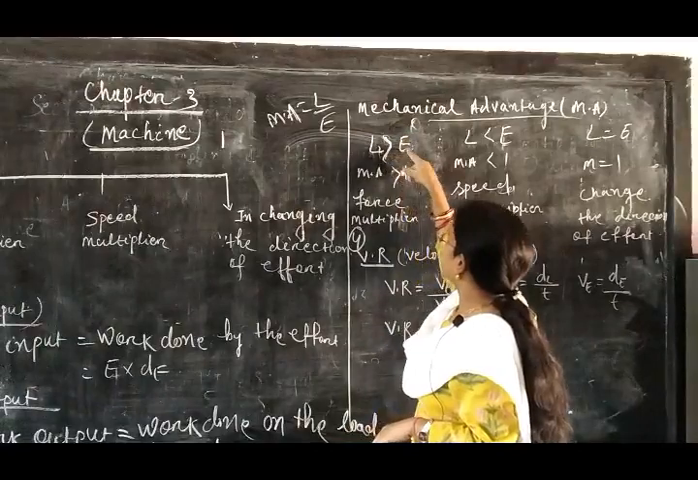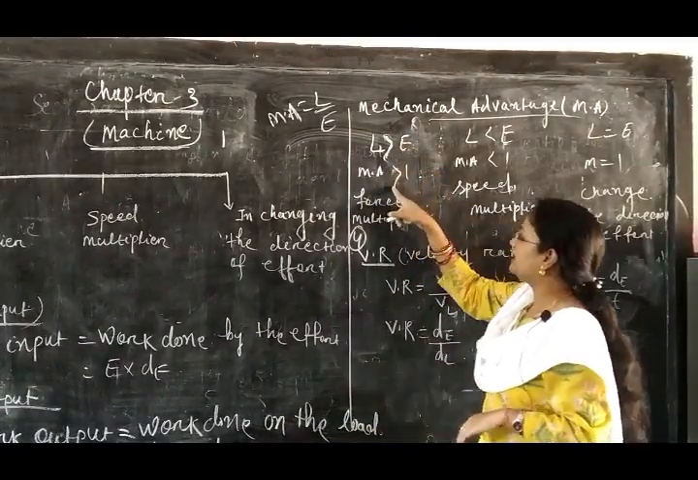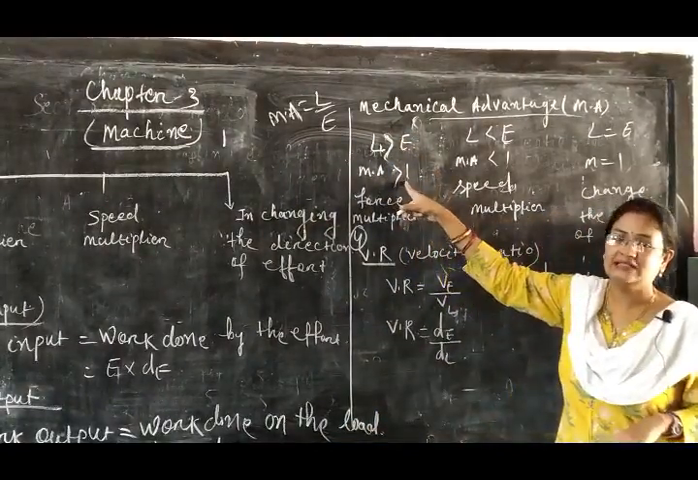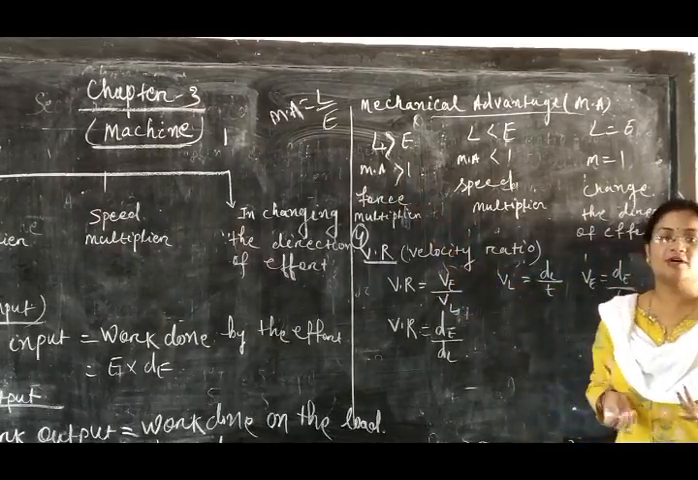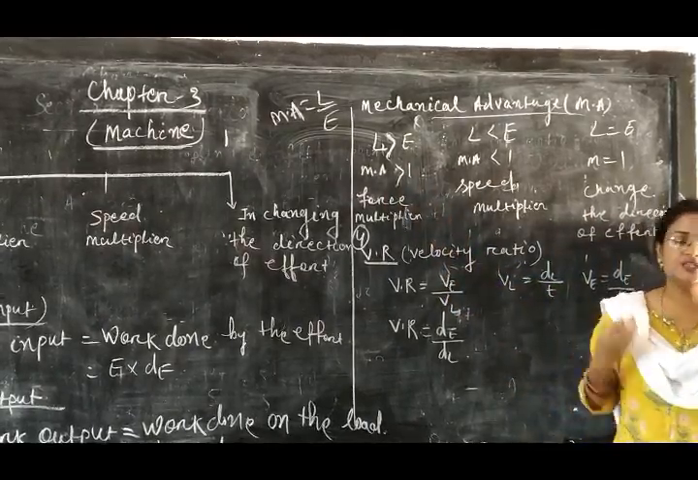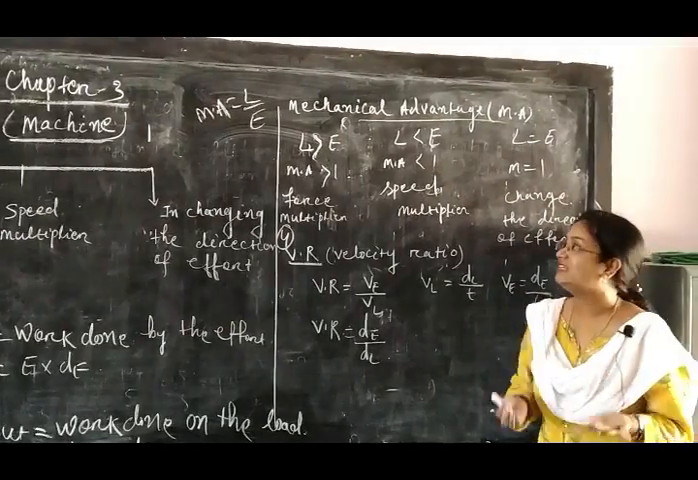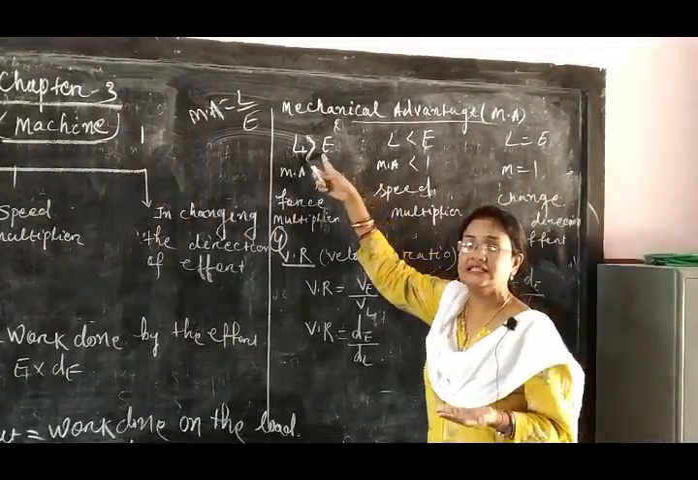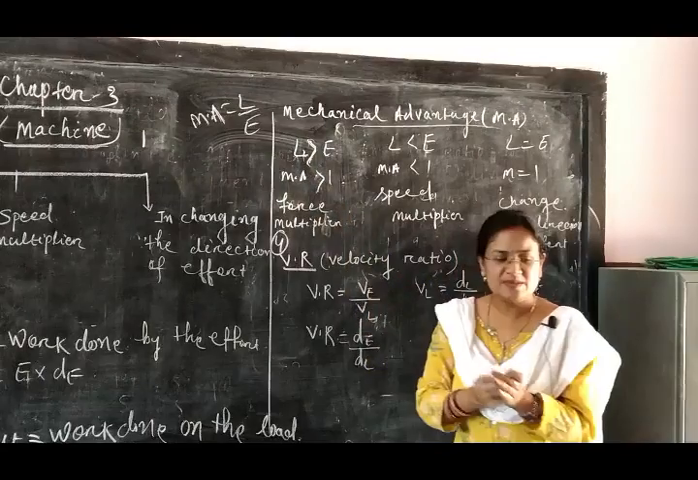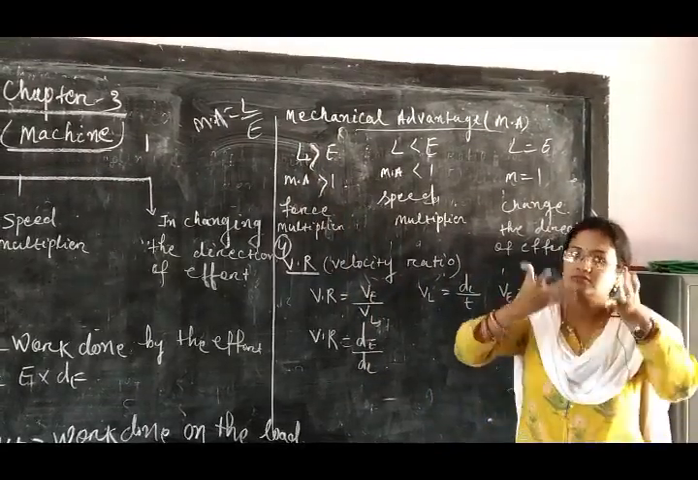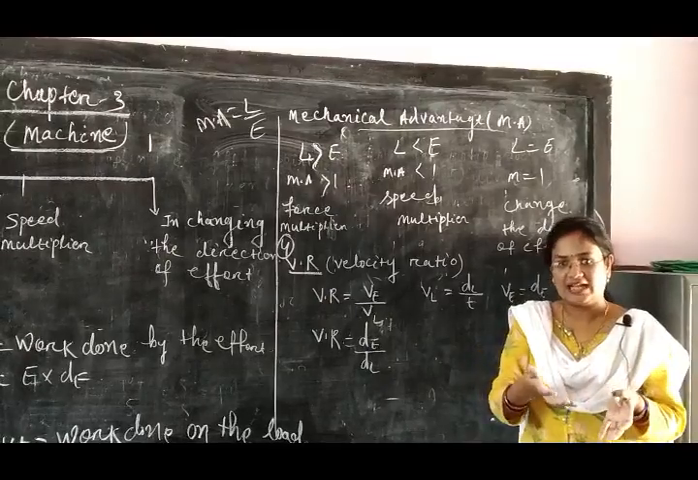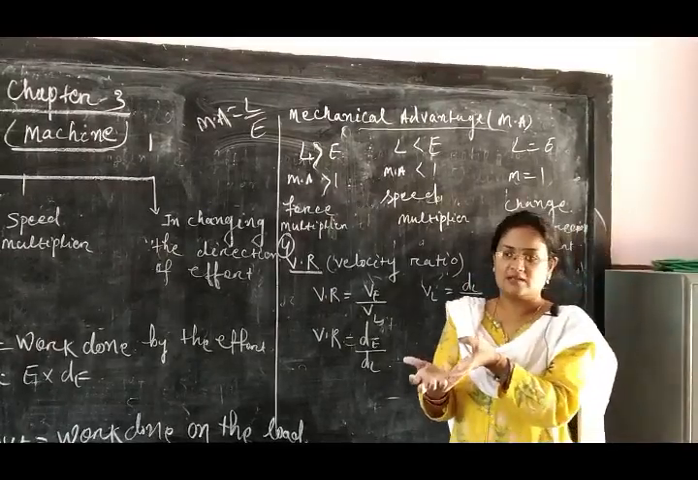If load is more than effort, then mechanical advantage is what? Greater than 1. That means the machine is used as a force multiplier. You see here effort is less, load is more. That means you give a little effort, a little force, and the load gets more force.